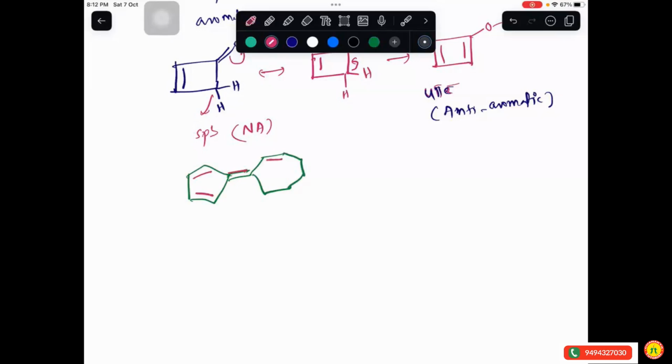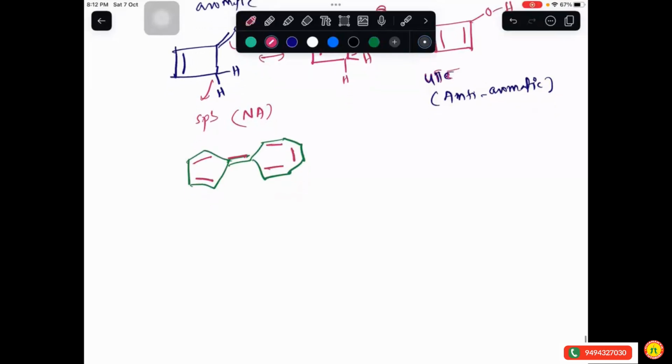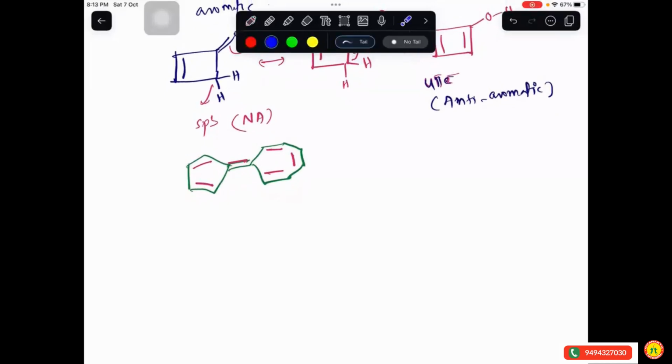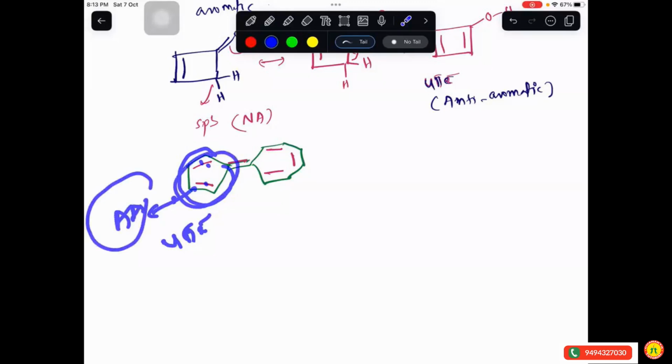Next one, what is it? This is a pi bond, pi bond, pi bond, or alternating pi bonds. See here, observe carefully. If you take only this ring, two pi bonds, nothing but four pi electrons. This is anti-aromatic, highly unstable. Okay, so this is aromatic, somewhat stable.